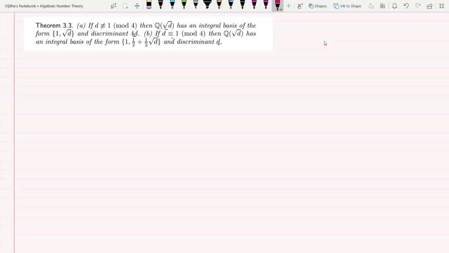So in the last class, we have studied theorem 3.2, which gives a description about the integers of Q of root D in two cases, when D is congruent to 1 mod 4 and D is not congruent to 1 mod 4. So first we will prove A.